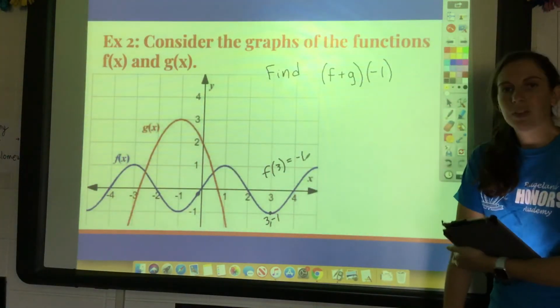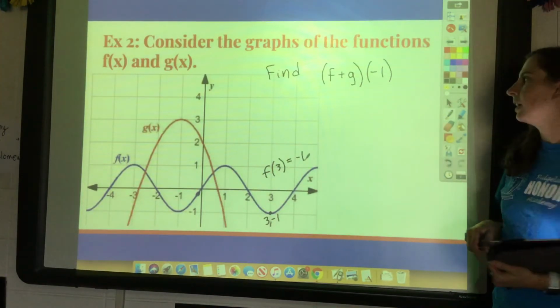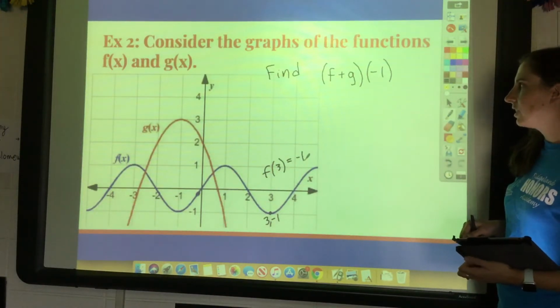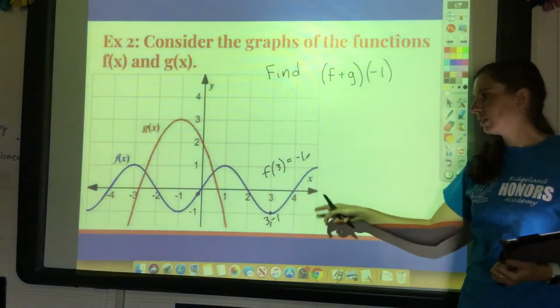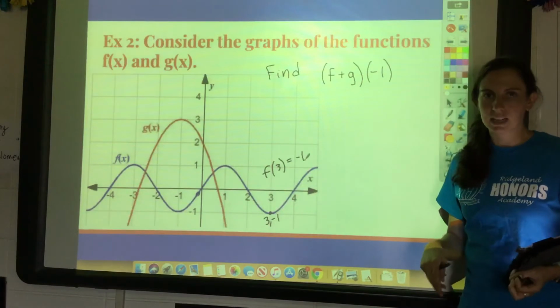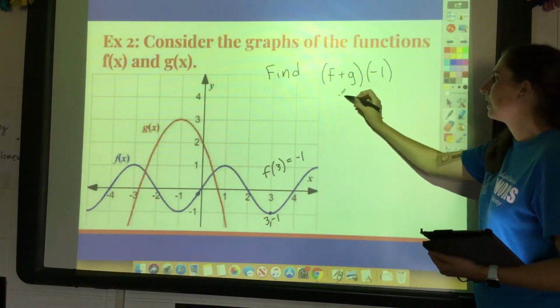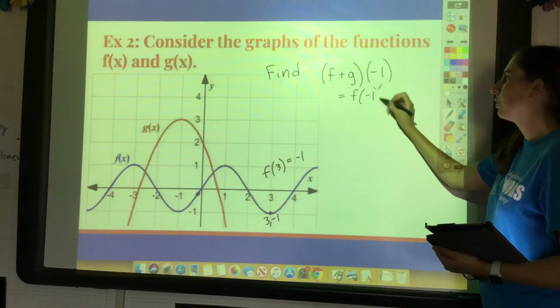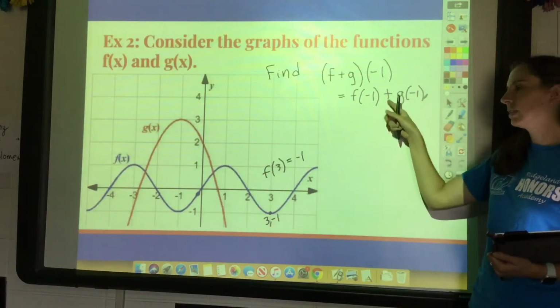All right, so what if I want to combine them, like f plus g of -1? In this case, you're going to have to do it separately. I don't know what the functions are. I mean, I could come up with an equation for this stuff, but that would take a lot of work. So in this case, you're going to want to go ahead and separate f of -1 plus g of -1 and find them separately and add them together.